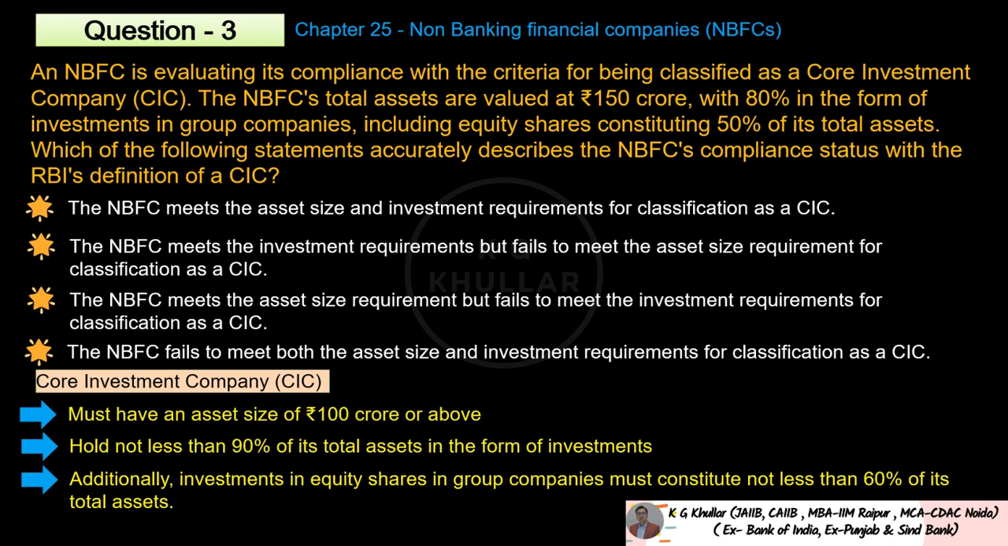But in our case given in the question, the NBFC meets the asset size requirement of Rs 100 crores but fails to meet the investment requirements, as only 80% of its assets are in group companies' investments as compared to the required 90%. And also equity shares constitute only 50% as compared to the required 60%. So I hope by now you can easily answer the question. So as far as this question goes, the correct option is option C.